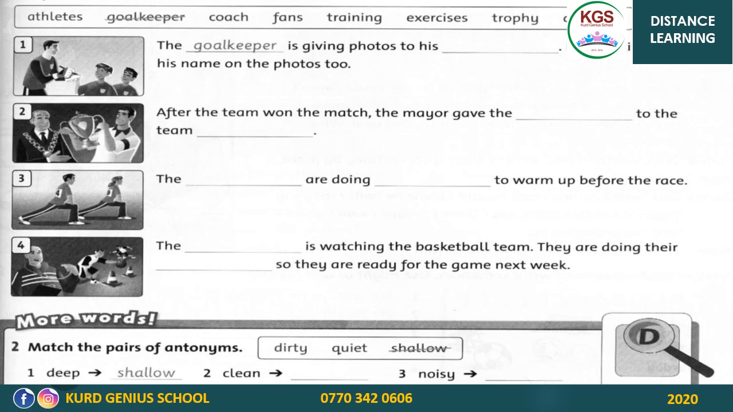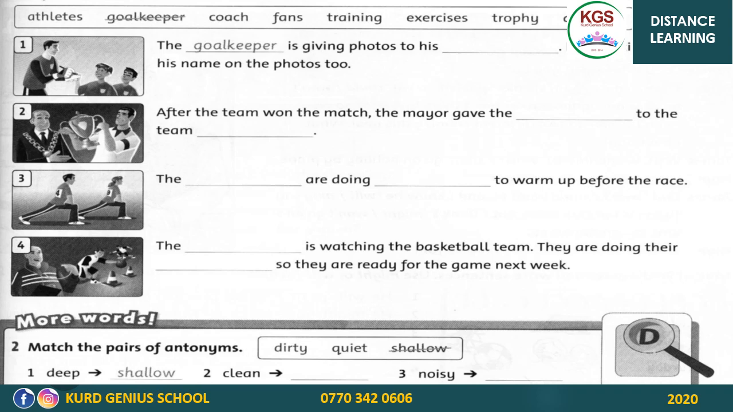So, what does this exercise say? Complete the sentences, right? On page 75. Again, we have blanks, we have pictures, and we have words. We need to fill them in the blanks. The first one says, the goalkeeper is giving photos to his fans. He's writing his name on the photos too.